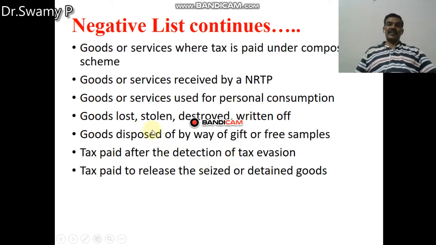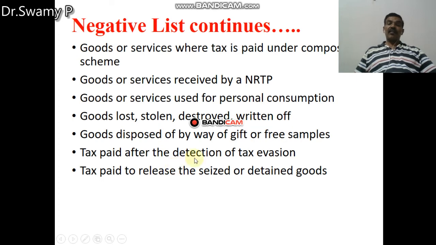And input tax credit is also not available for goods lost, stolen, destroyed, or written off. This is also very clear because we are not going to sell these and we are not collecting any output tax. Then the goods disposed of by way of gift or free samples, that also remains the same.